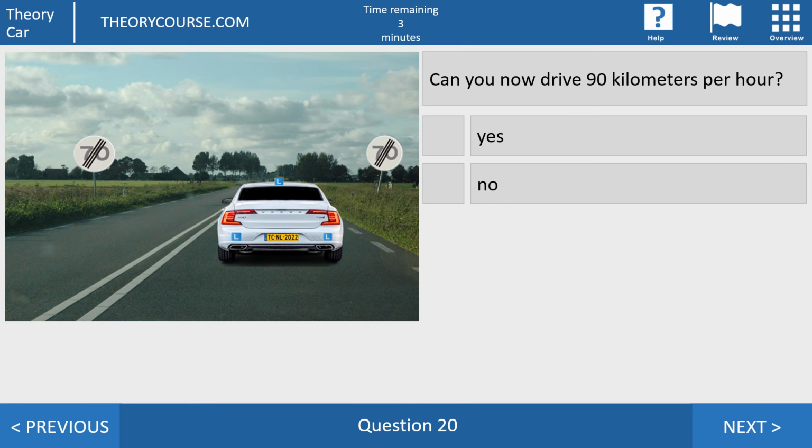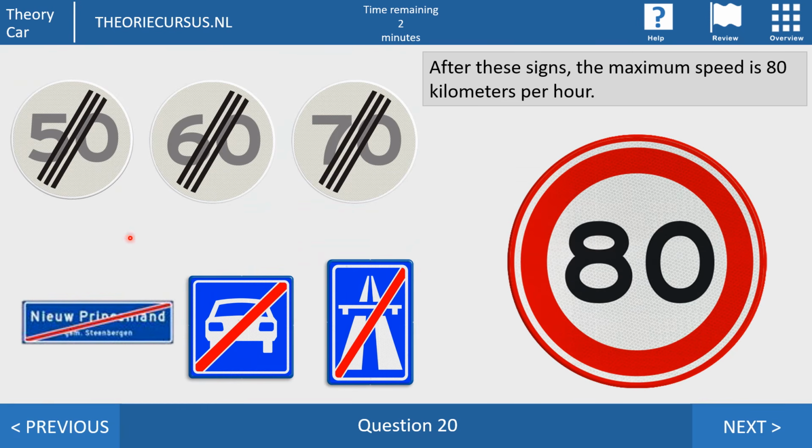Final question. Can you now drive 90 kilometers per hour? The answer, is it yes or is the answer no? The answer is no. Because if you see one of those signs, 50, 60 or 70 with those black lines, or you see build-up area, autoweg or motorway with a red line or stripe, whatever you call it, then the right answer at the CBR is always 80.